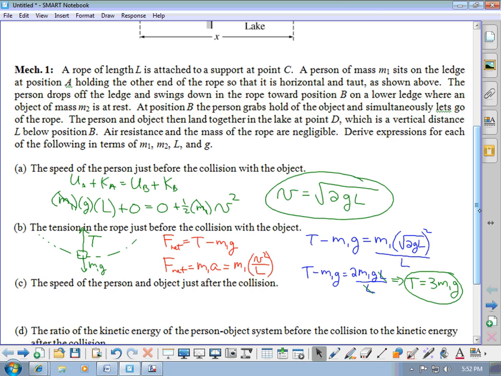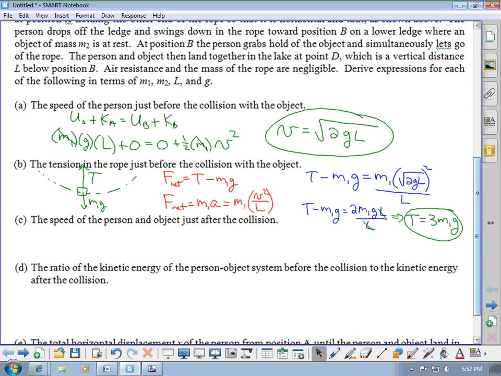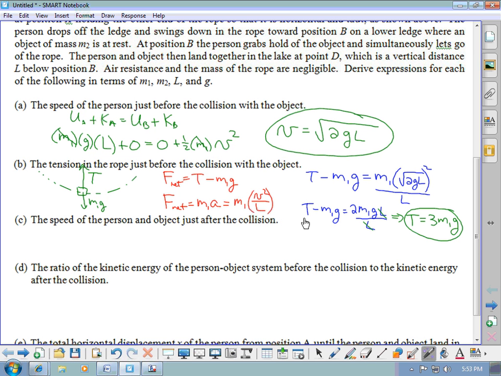Part C, find the speed of the person and the object just after the collision. In this, the man grabs onto the object. And so the key word here is collision. Again, immediately when you see that there's a collision, the absolute first thing that should pop into your mind is conservation of momentum. So in any collision, the momentum is conserved.